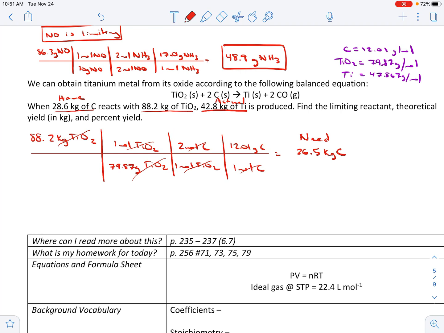All right. So we know that TiO2 is my limiting reactant. This one we're not going to use. So let's figure this out. We're going to do the same step, 88.2 kg TiO2. And we're going to take that to, this time we're going to go to Ti, so same first step.